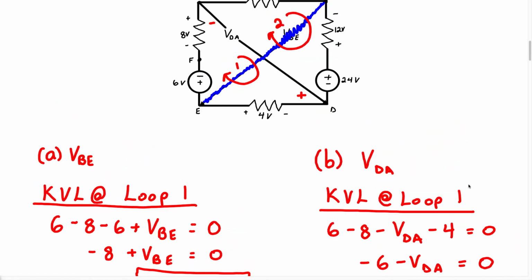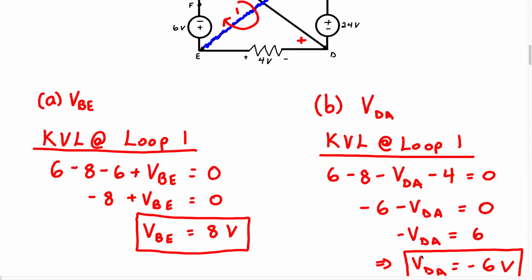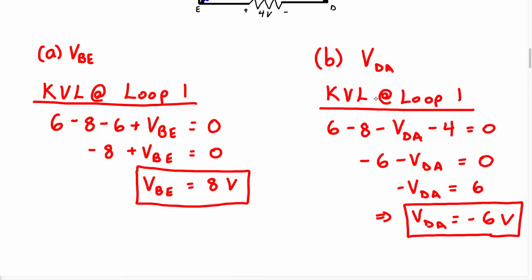You can perform KVL at loop 2 for the voltage across the terminals D and A, and you should also get negative 6 volts. So these are our 2 answers for this particular problem. Okay, let's work another example.